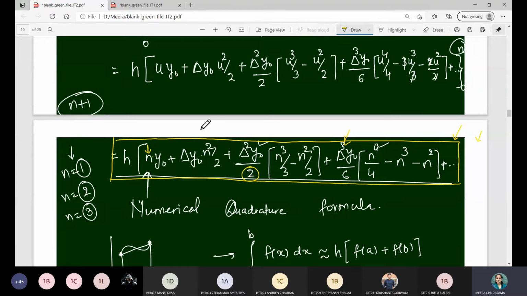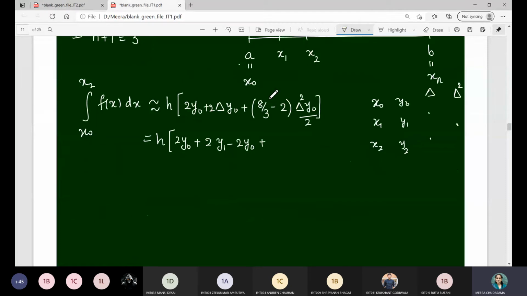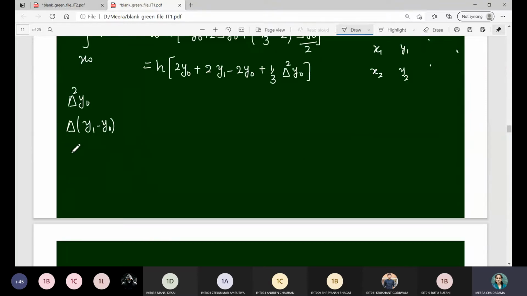I forgot to write this one. So the simplification of this will be 2 by 3, and that 2 gets cancelled. So it is 1 by 3 delta y0. Okay, delta 2y0. But what is delta 2y0? It is the same as delta of delta y0. Delta y0 is nothing but y1 minus y0. That means delta y1 minus delta y0.